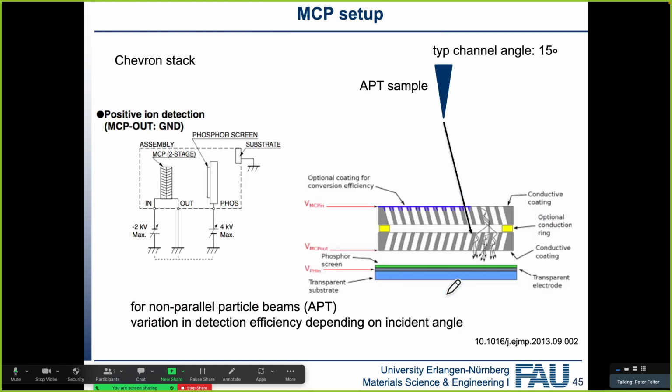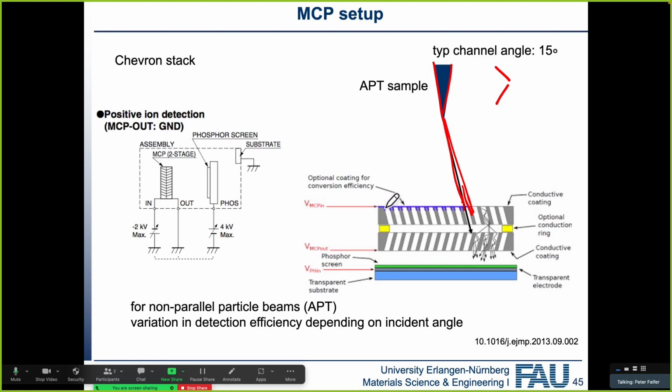Okay, so typical setup, chevron stack, because we have an atom probe specimen and we've got an ion emitted. Chevron stack means that the channels are at an angle, and the angles are twisted 180 degrees between the subsequent plates. The reason for that is that if we have an ion and it flies into a channel and it has the exact orientation of the channel, it will still hit a channel in the second plate. So it still has a high chance of hitting a channel in the second plate.